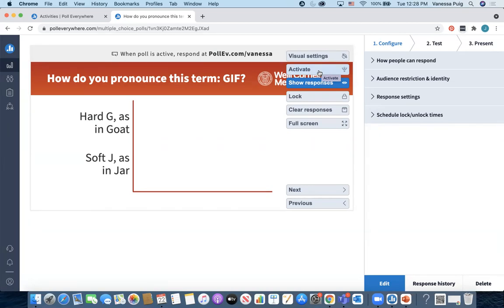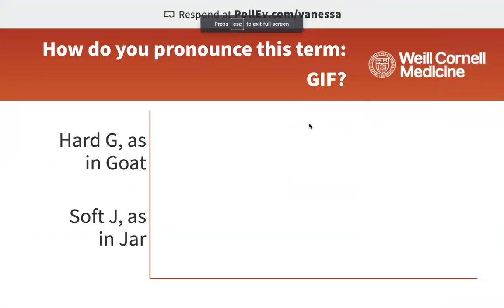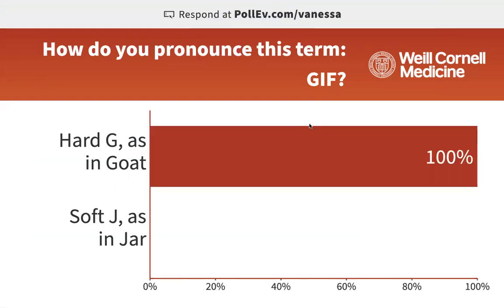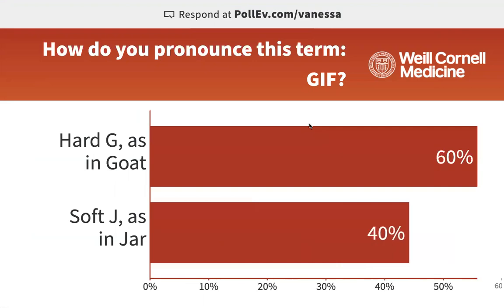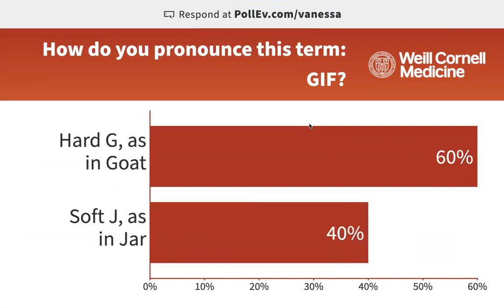And I'm showing you one option to display your polls right from the browser. The other way is through a PowerPoint presentation like I did earlier, and I'll show you how to do that. But here's the easiest option. I'm going to click activate, and I'm going to go in full screen mode, and all of you should be able to take this poll right now. If you open your browser again to pollev.com/Vanessa, you'll see this and you can answer.